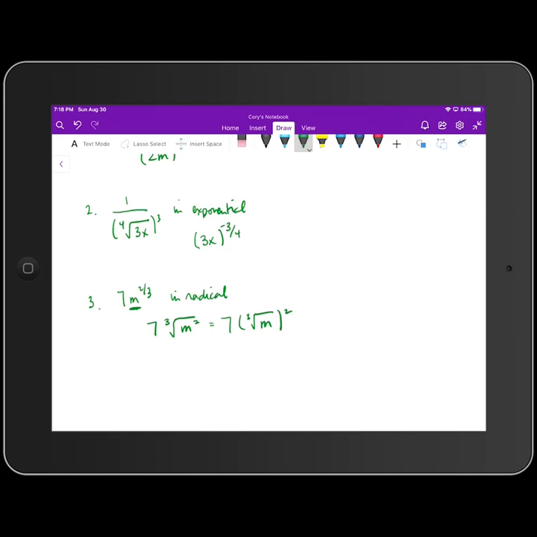Okay, so we're going to work through some additional examples with this in class on Wednesday. Make sure you guys have the homework that I assigned for the first part of this lesson done by the time you come to class on Wednesday.